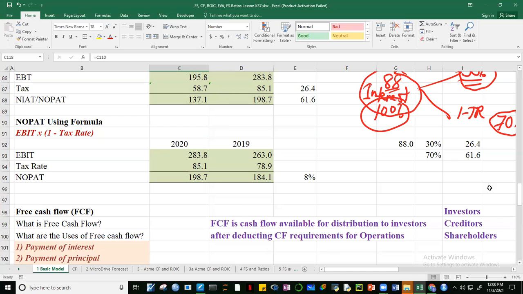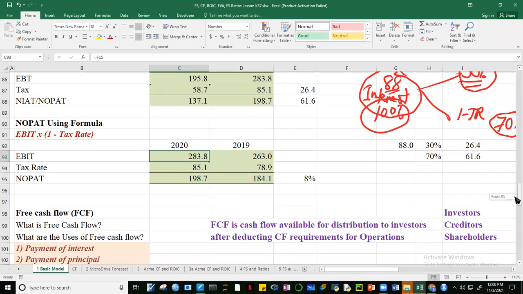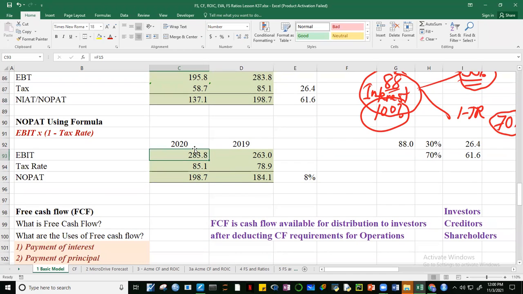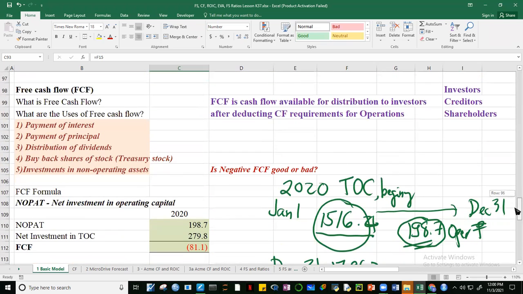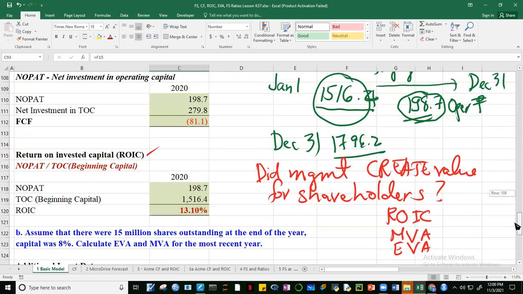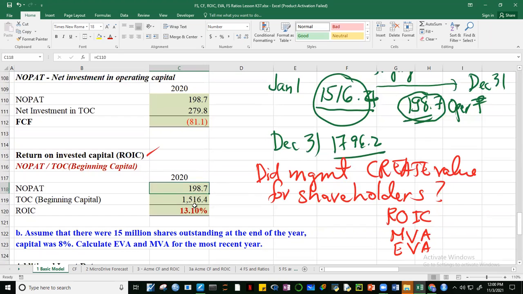Yes, pwede, guys, because it's coming from your EBIT. If EBIT is already negative, then your NOPAT will of course be negative also, because we still have to tax that negative. So NOPAT can be positive, can be negative. And if NOPAT is negative, then your ROIC can be negative.